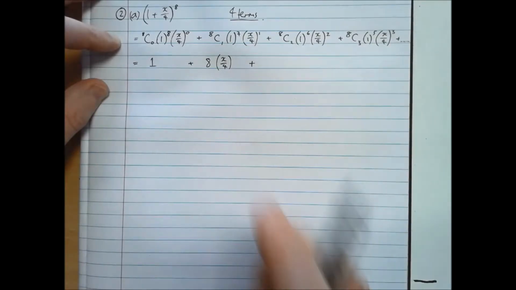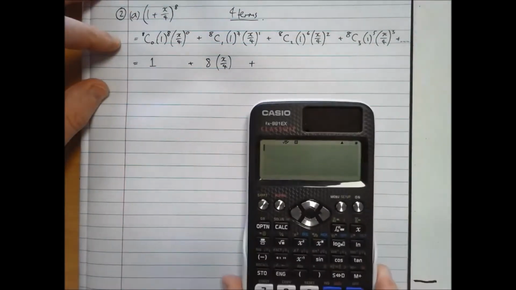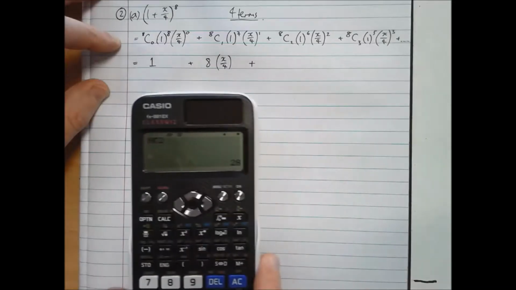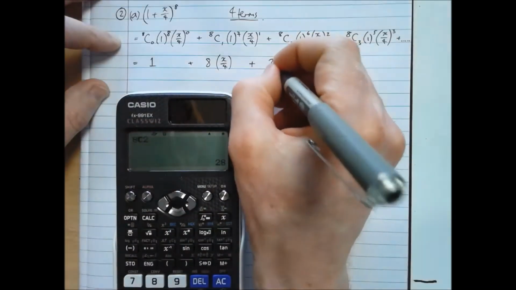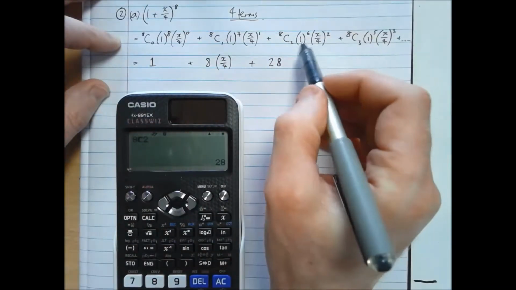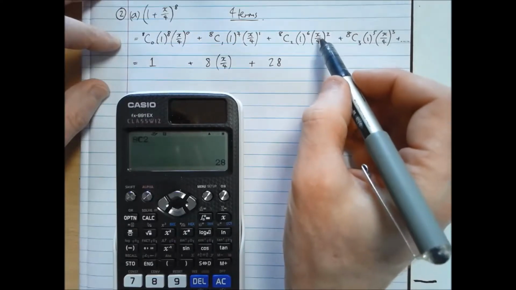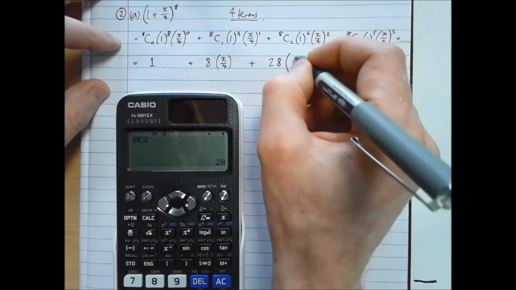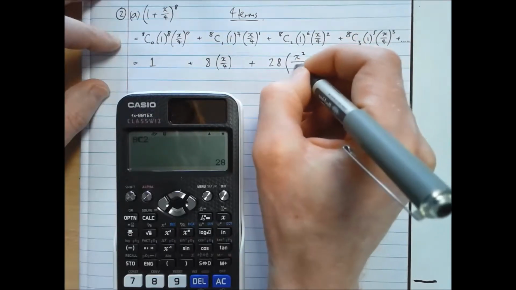Now, third term, this is where we're going to need to get our calculator. 8C2, so 8, shift divide there to get the C, 2, 8C2 is 28. 1 to the power of 6 is just 1. (x/4) all squared, well, we square the top and the bottom here, so we've got x squared over 16.